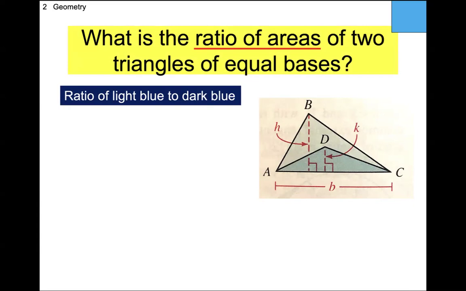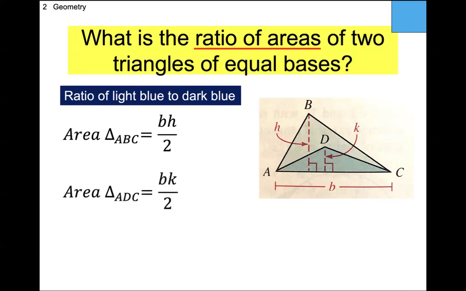Okay, so I need to do the area of the light blue. That would be base times height divided by 2. That would be area triangle ABC. And then the triangle inside of it is ADC, and that would be base times height. So that would be B times K divided by 2. Same drill. You can kind of see where this is going.